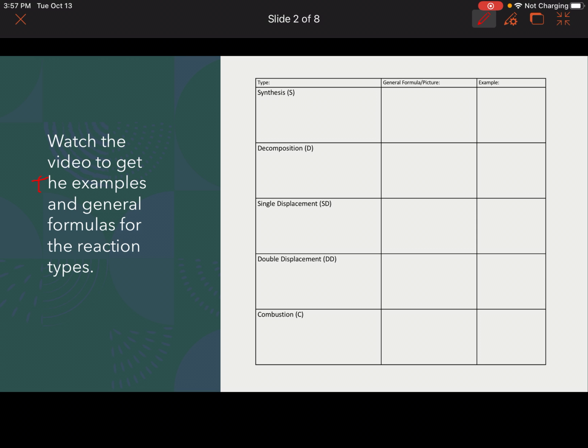So for example, synthesis is coming together, right? Maybe I'll put the general formulas on here. So A plus B goes to AB, and you can get your example from the video. Decomposition would be AB breaking apart into A plus B.